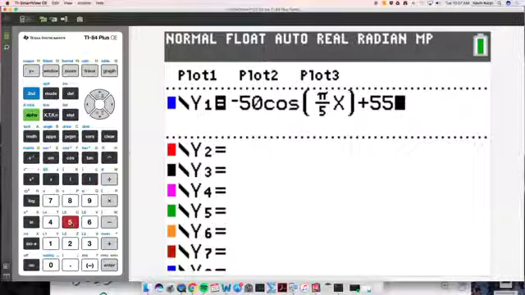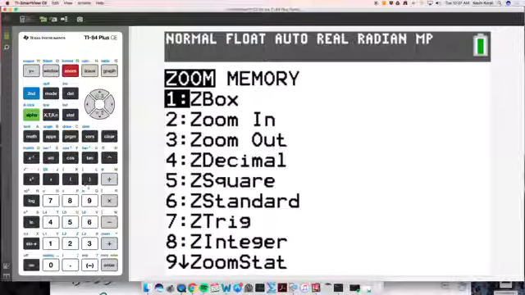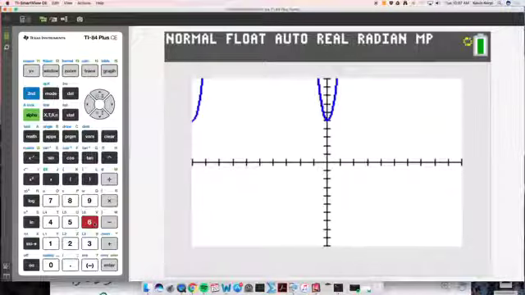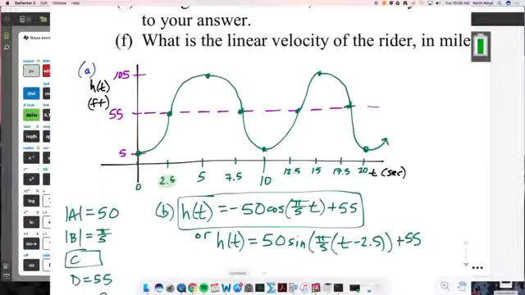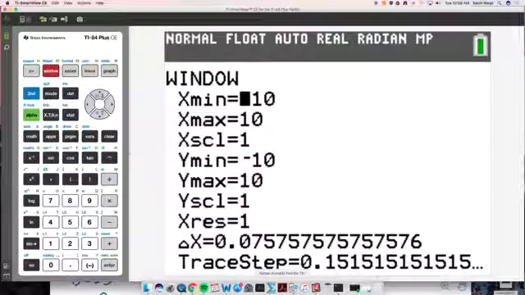Plus 55. Now, if you just hit zoom 6, you're going to get a very meaningless graph, okay? So what you're going to do instead is go to your window and type in the window that we just did right here to see if it matches. All right, so I'll go ahead and get rid of this screen. You have yours in front of you.